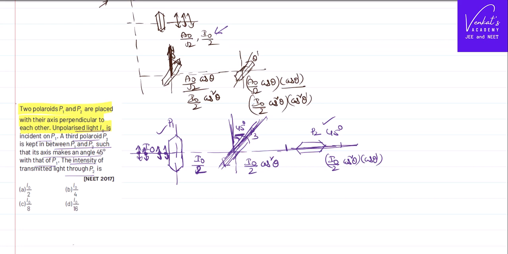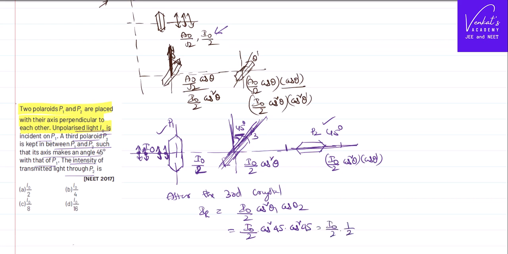So, what is the output after the third crystal or polarizer? The resultant intensity is I0 by 2 cos square theta 1 and cos square theta 2. Maximum intensity is given in the problem as I0 itself, so it will remain the same. I0 by 2 cos square 45 and another cos square 45. Cos 45 is 1 by root 2, so the square is 1 by 2. So it will become I0 by 8. So the answer for this problem is I0 by 8.